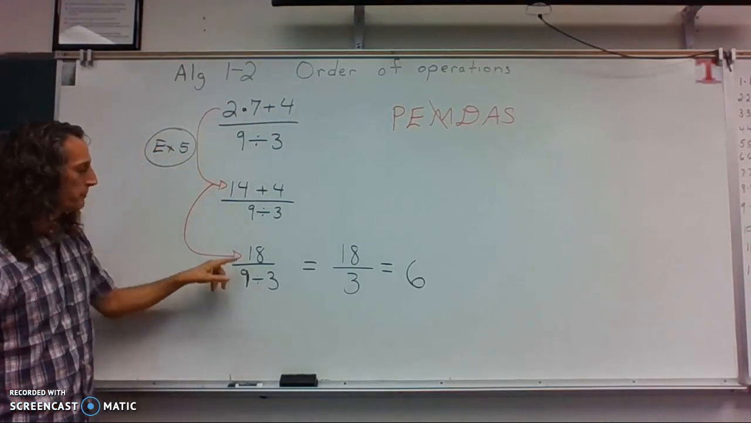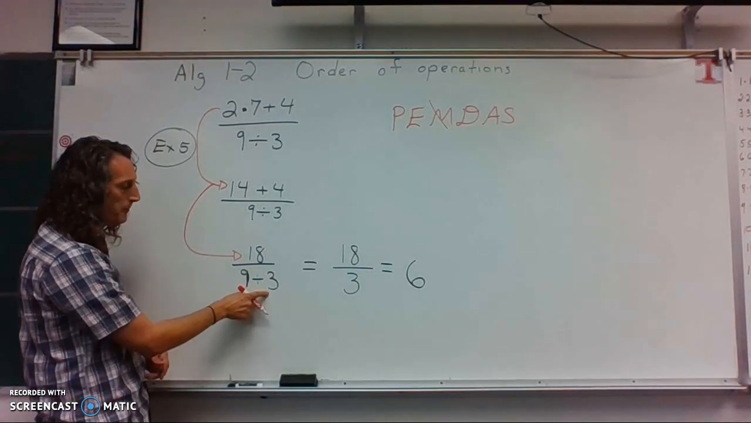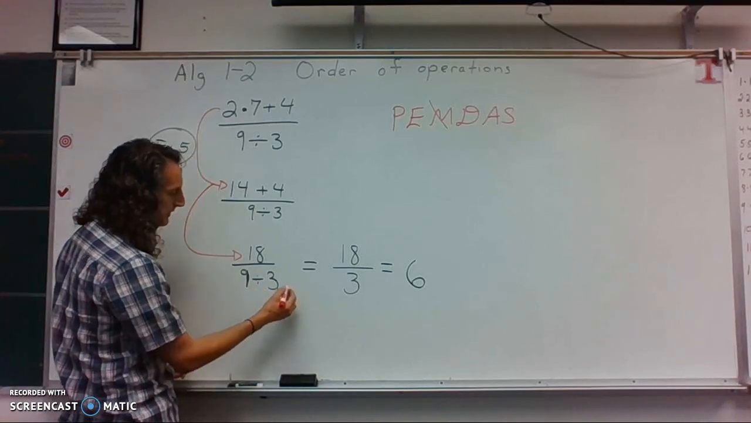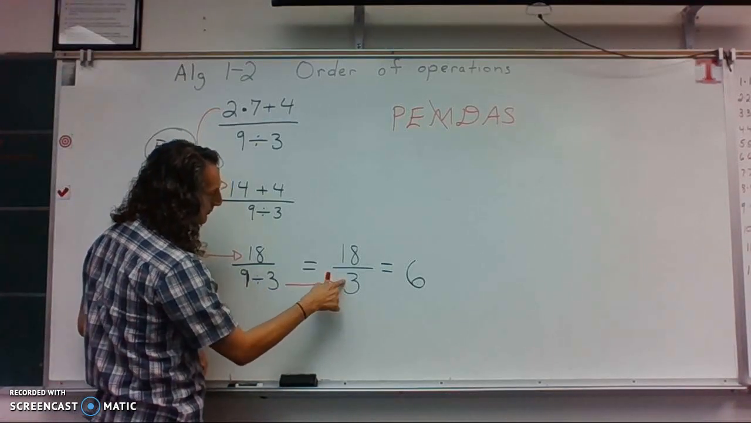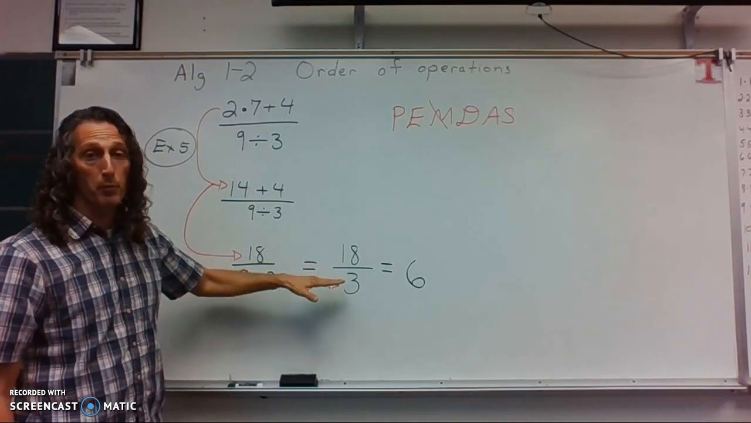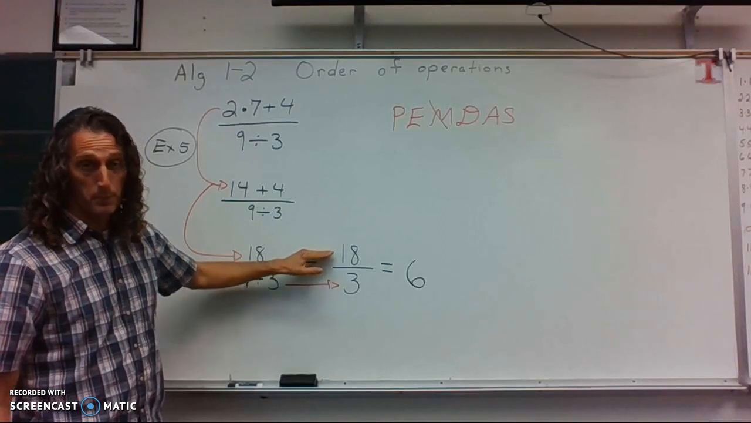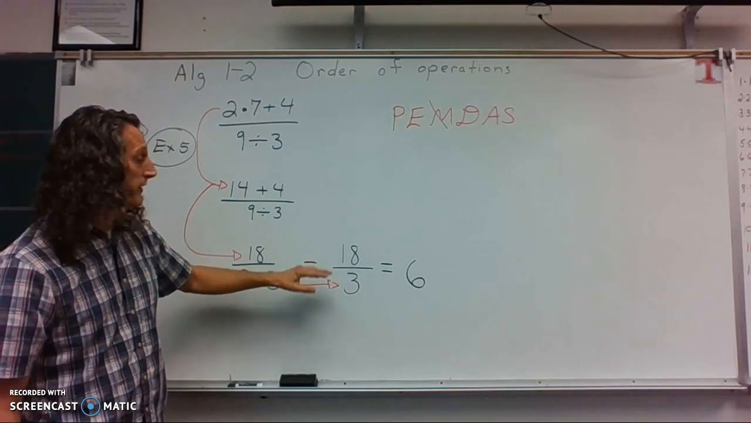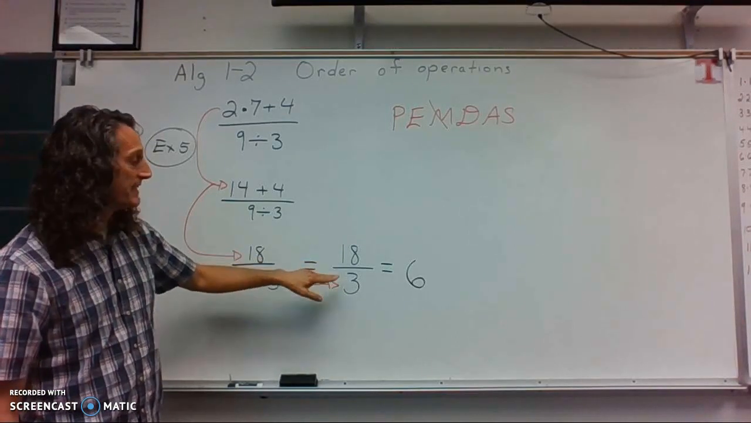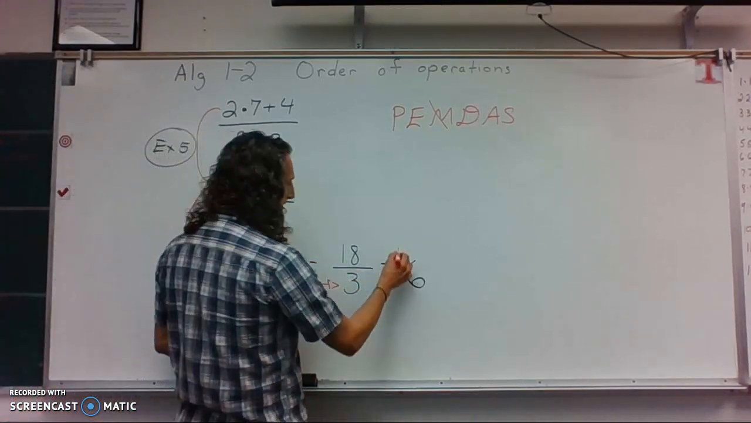Now I'm going to do the bottom since the top is done. And it happens just to be 9 divided by 3, because there was nothing else. So there's where the 3 comes from. And then there's my 18 over 3. Now remember, this is the fraction bar as division. So this means 18 divided by 3. And that gives me an answer of 6.